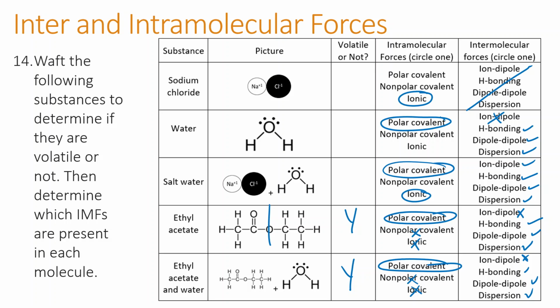I have a little error here. Ethyl acetate does not have hydrogen bonding from its molecule here because we don't have an H attached to an F, O, or N. It is possible for, say, one of these hydrogens to attract to this oxygen, but it's not going to be as strong as a true hydrogen bond.